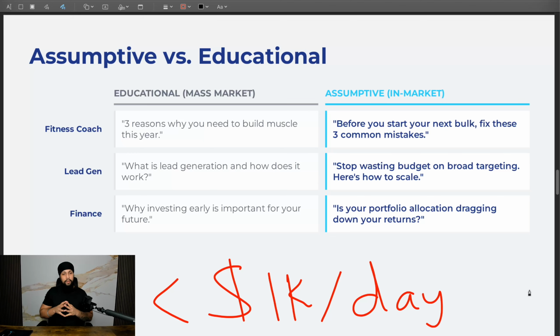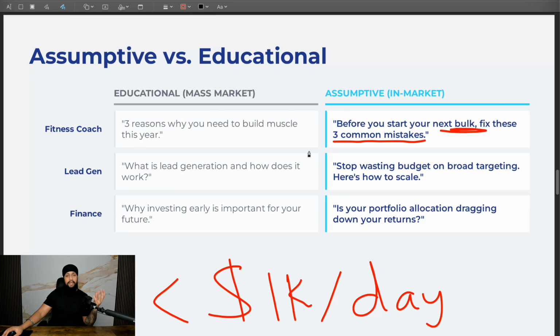Okay, so as a fitness coach, this is what mass market messaging looks like, what you want to stay away from. 3 reasons why you need to build muscle this year. Okay, this is being targeted towards someone who doesn't even know they need to be building muscle. Okay, whereas assumptive in-market language would be, before you start your next bulk, fix these 3 common mistakes. Right, this is assuming that they're already doing the bulk, and they already know why they should be bulking, but you're giving them specialist advice as to what mistakes to avoid.